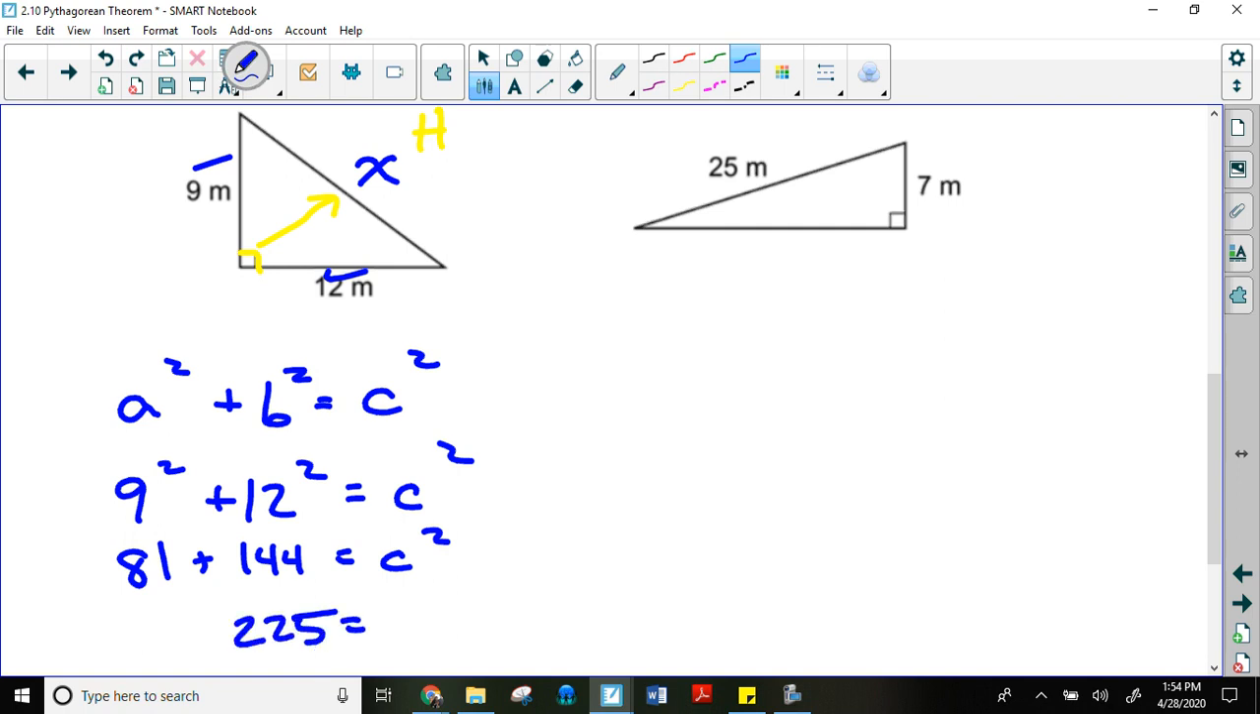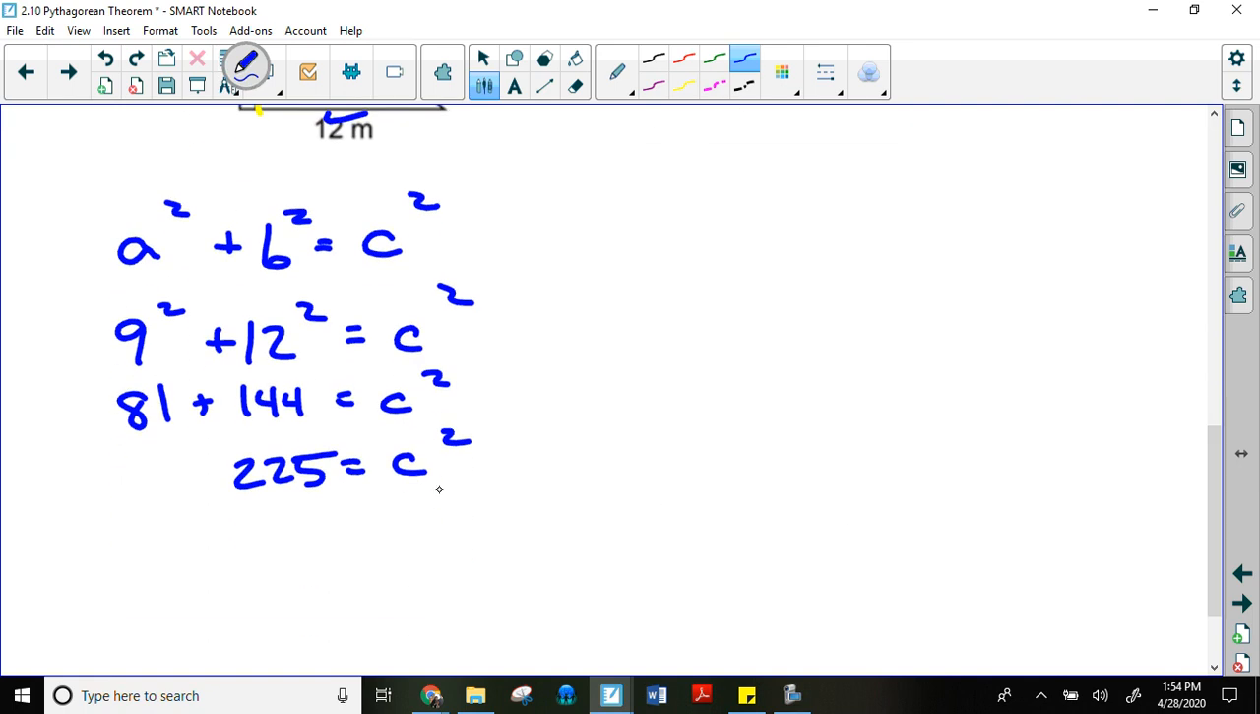225 equals c squared. So we know what c squared is, but we want to know what c is. How do we undo this squared here? You have to take a square root. So that's going to undo it on that side, and we'll just be left with the c, which is all we want. But then you also have to do it over there. What you do to the one side, you have to do the other.